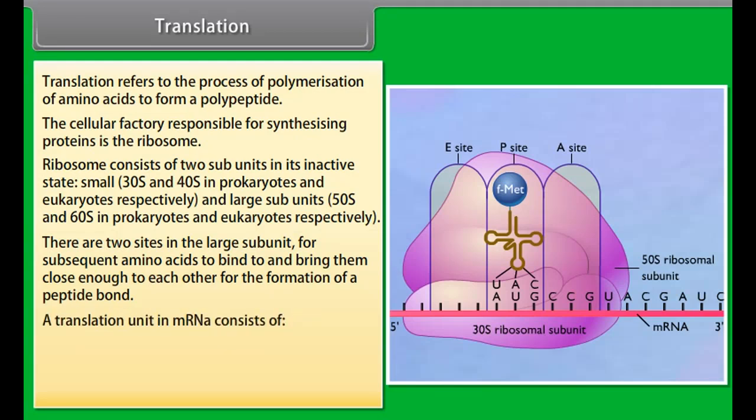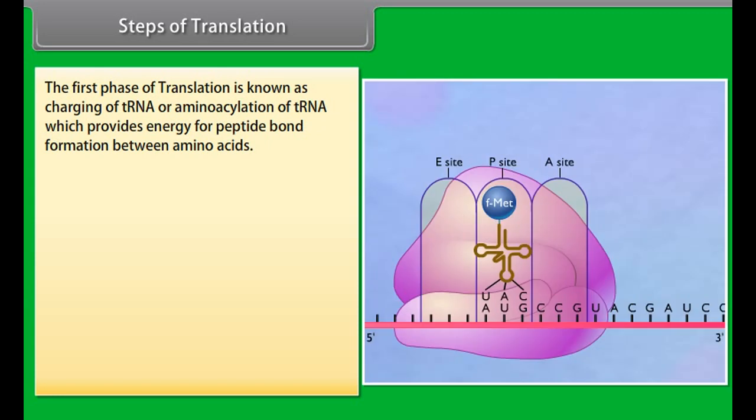A translation unit in mRNA consists of the start codon AUG, the stop codon, and untranslated UTR regions. Steps of translation. The first phase of translation is known as charging of tRNA or aminoacylation of tRNA, which provides energy for peptide bond formation between amino acids.